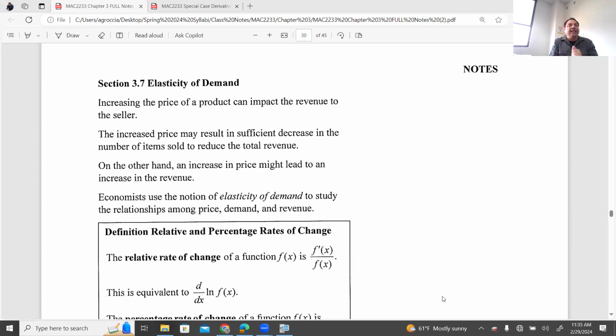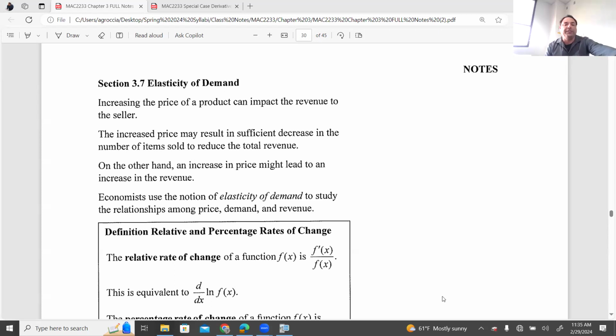And so here's some examples. Increasing the price of a product can impact the revenue of the seller. If you increase the price, it may result in a sufficient decrease in the number of items sold, reducing your total revenue. So bottom line, if your price is too high, not many people want it, and your revenue is going to go down. But on the other hand, if you increase your price, that could lead to increasing the revenue, right? If you charge more for something, you're going to make more money. But it has an impact on demand, how much people want something.